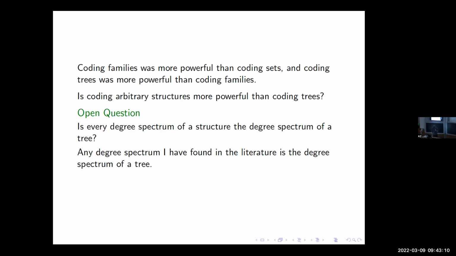Now, when you ask a question, you should always think, what is the obvious way to try to prove it? If it's an interesting question, it would be bad if I put this question up and there was some obvious way to attempt it and that way worked. So what's the obvious way to try to prove this?